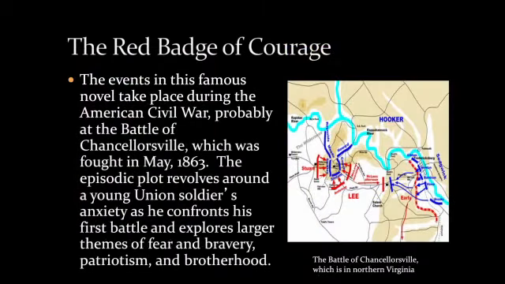The events in this famous novel take place during the American Civil War and probably at the Battle of Chancellorsville, which was fought in May of 1863. Now, the episodic plot revolves around a young Union soldier's anxiety as he confronts his first battle and explores larger themes of fear and bravery, patriotism and brotherhood. As you can see from my picture, the Battle of Chancellorsville is in Northern Virginia.